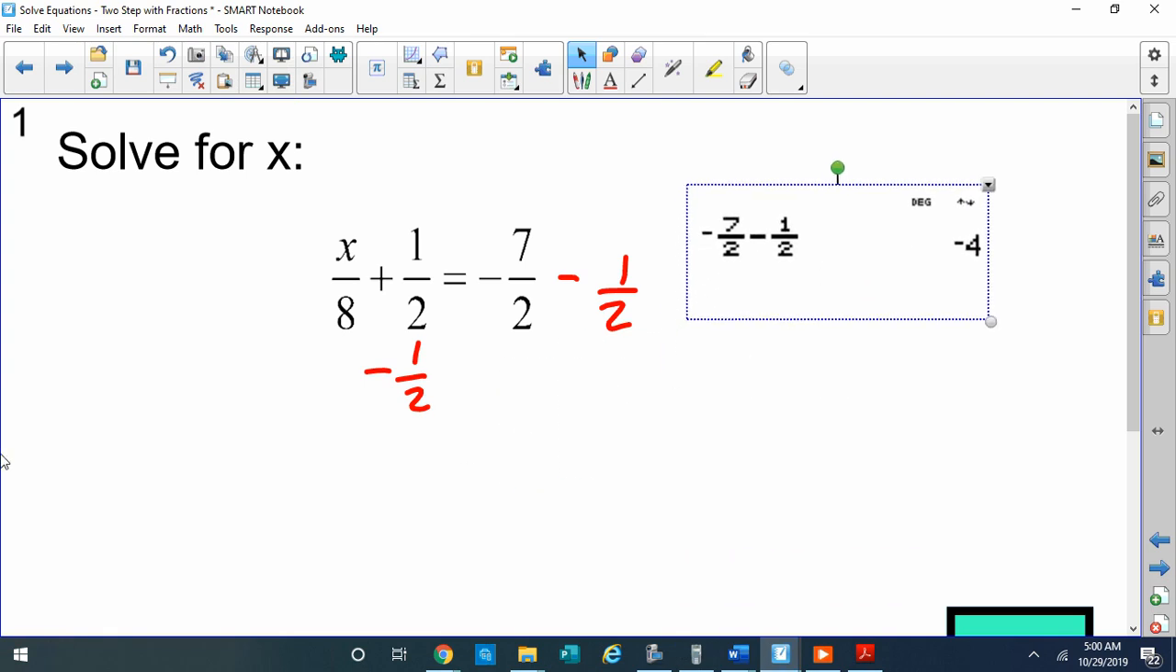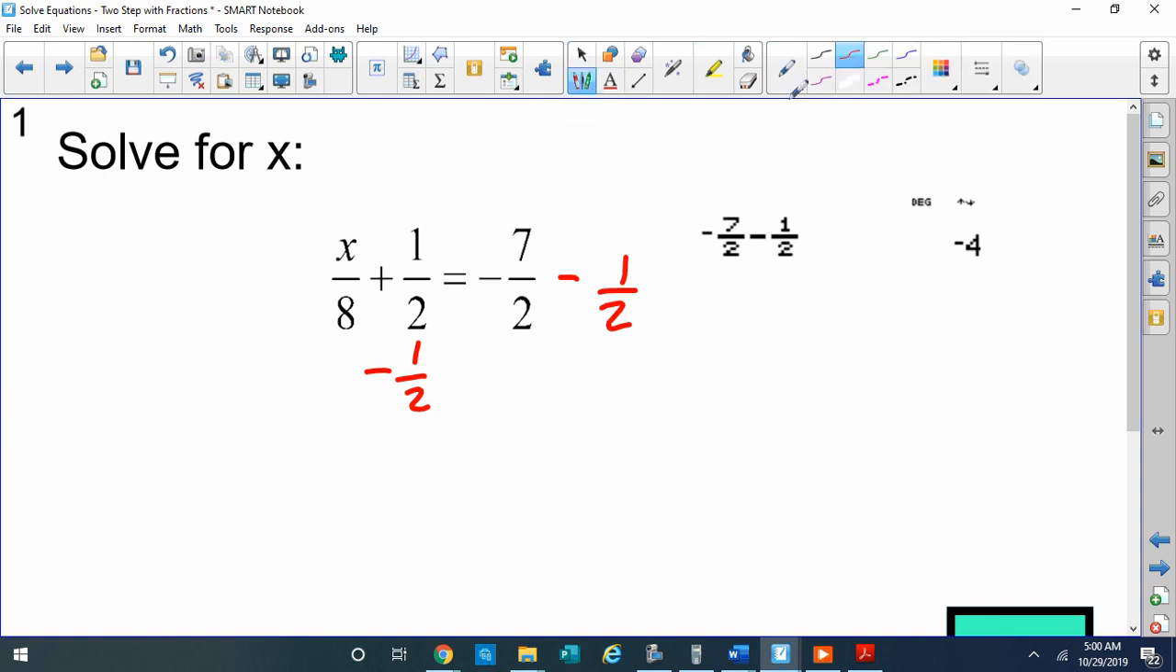And what happened to the other side? I want you to notice that because we're undoing our addition. So over here, the plus 1/2 and the minus 1/2 canceled out and added up to 0. So here we have x over 8 left. That canceled out, and this gave us a -4 on this side. So now step 2 says to undo the multiplication or division.